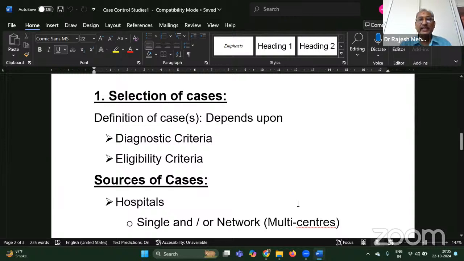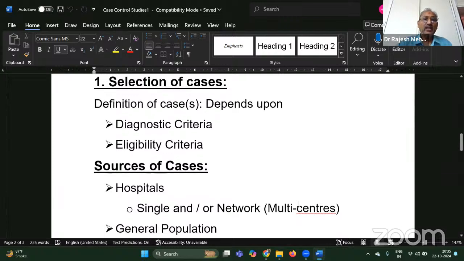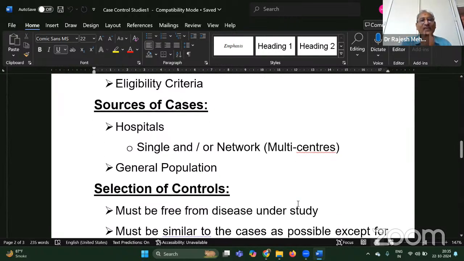So when we select the cases, our diagnostic criteria should be clear-cut that these are the cases we are going to take. And eligibility-wise, if the patient is in ICU, you may not include that kind of case. So eligibility you decide based on your feasibility, right? Then the sources could be a single hospital or multiple hospitals, or OPDs, or peripheral rural health centers, urban health centers, or the general population.